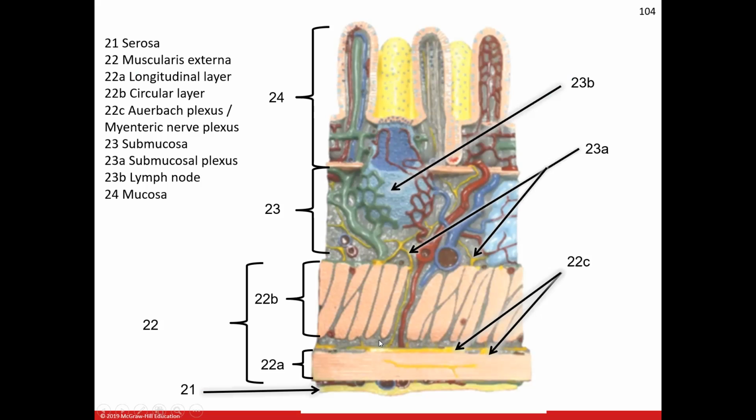So you can see down in this region here, you have your Auerbach's, or the myenteric nerve plexus. And if you notice, it is located right in between the outer two layers, the muscularis layer, because it's going to help facilitate the movement of both the longitudinal and the circular layers. Your circular layer is going to be the innermost layer. The longitudinal layer will be the outer layer. And then finally, you have your serosal layer, the outermost layer.